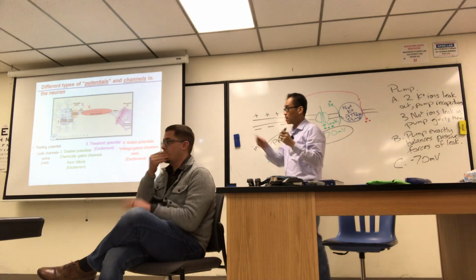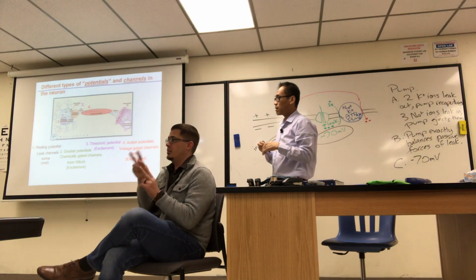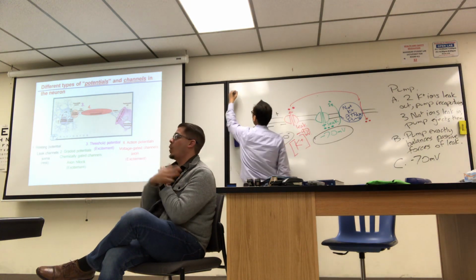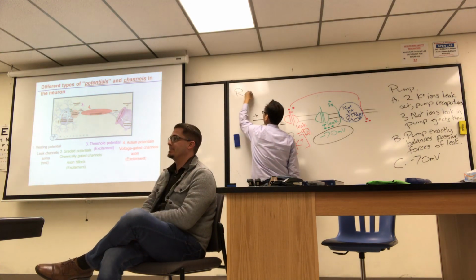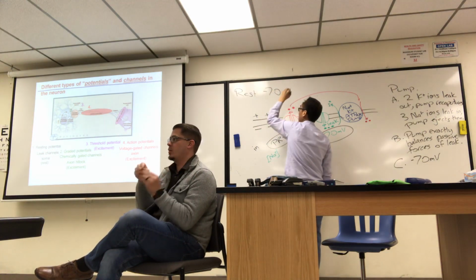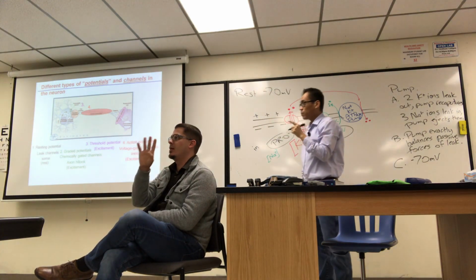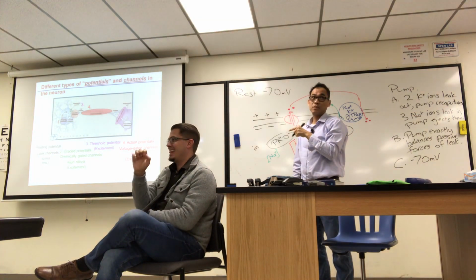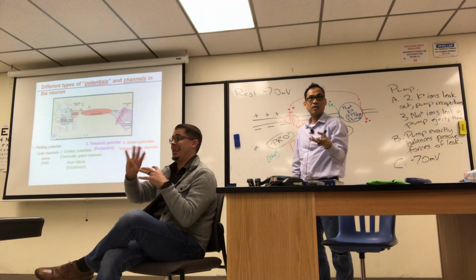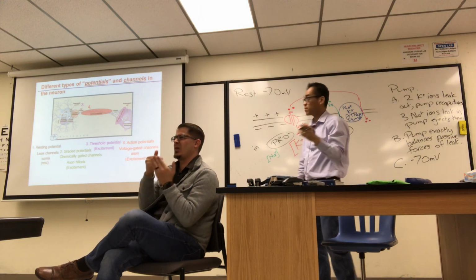Before I erase this, I want you to look at the slide and look at the far left, resting potential. The condition of rest, negative 70 millivolts. It's established primarily by the leak channels, in particular the potassium leak channels. Negative 70 is close to negative 90, the equilibrium potential for potassium.